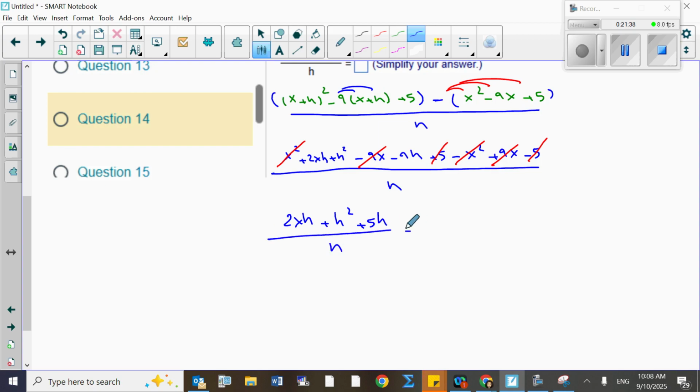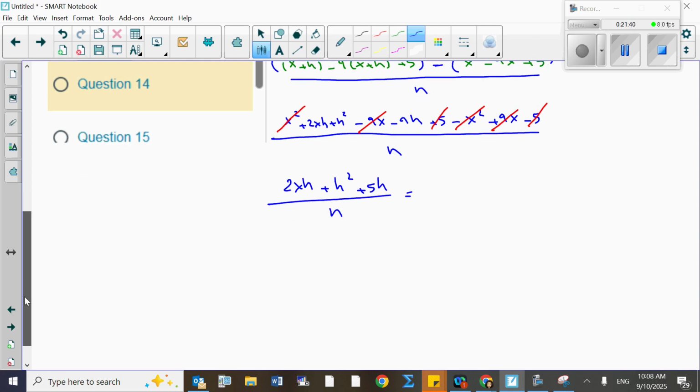Now, is there anything that can be canceled out here? Yes, I can factor the h from the top. So there is an h on top that I'm factoring out. So I will have 2x plus h plus 5. And in the denominator, I had an h. This one on top and the bottom, they will cancel each other. And the result will be 2x plus h plus 5.